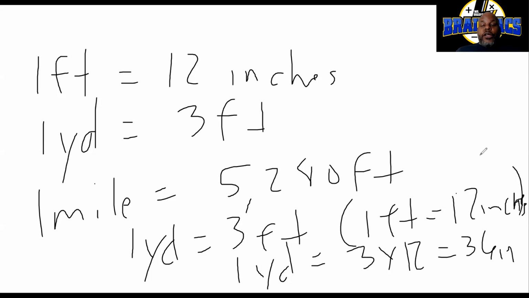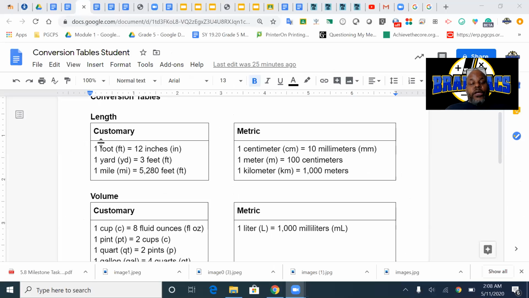Now there's really, and let me clear this, because what we need to remember based on our conversion table is we need to remember that when we're converting, that we remember these things, because these are the standard units of conversion for length. So we need to always remember that 1 foot is equal to 12 inches, 1 yard is equal to 3 feet, and 1 mile is equal to 5,280 feet.